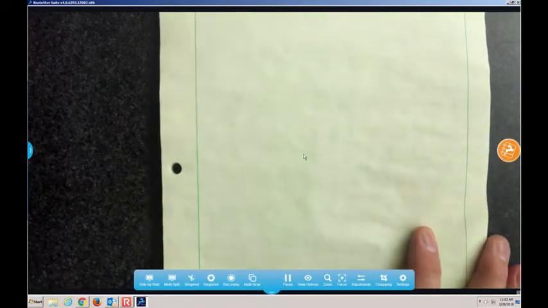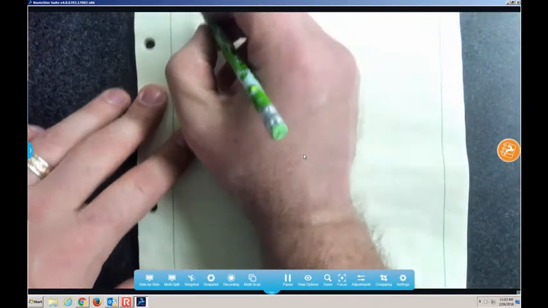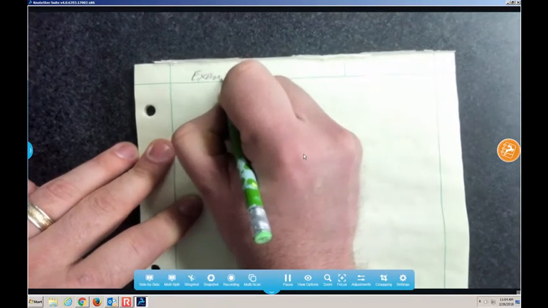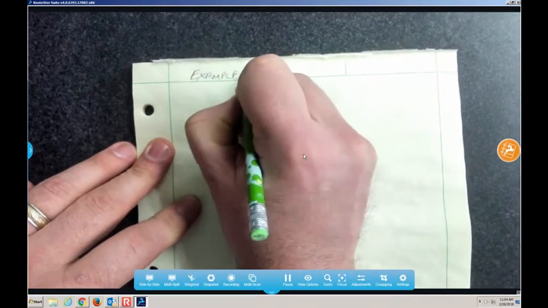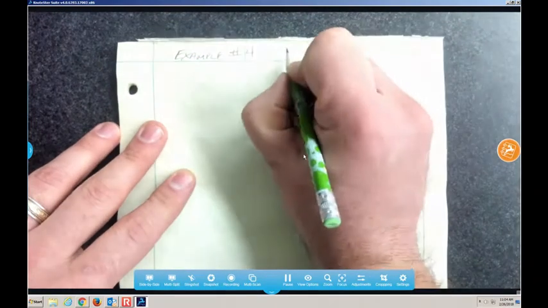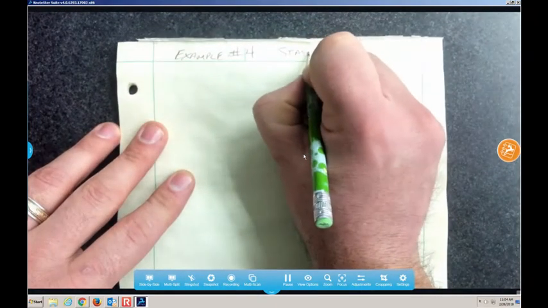So let's tackle one that's similar to number 5. I'm going to call it example number 4 because this will be the 4th example that I've done. And we're going to talk about station equations today.